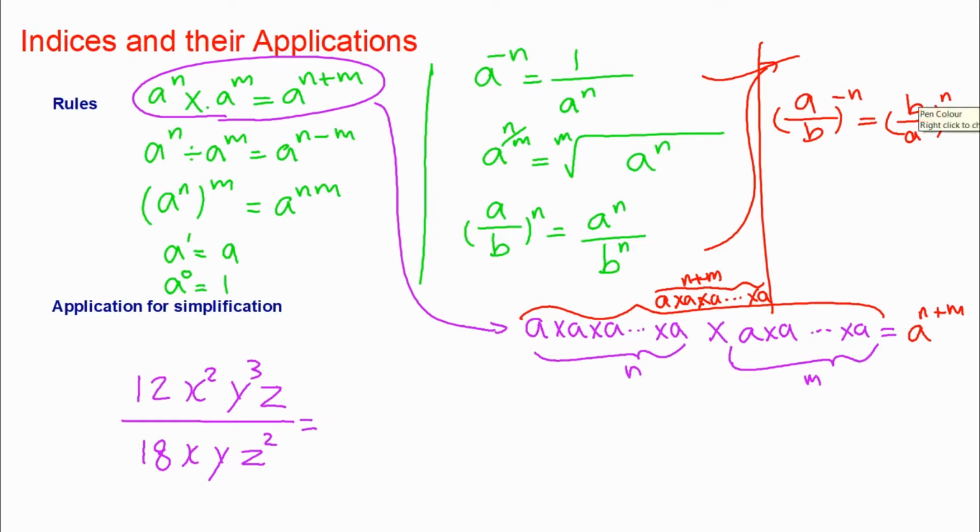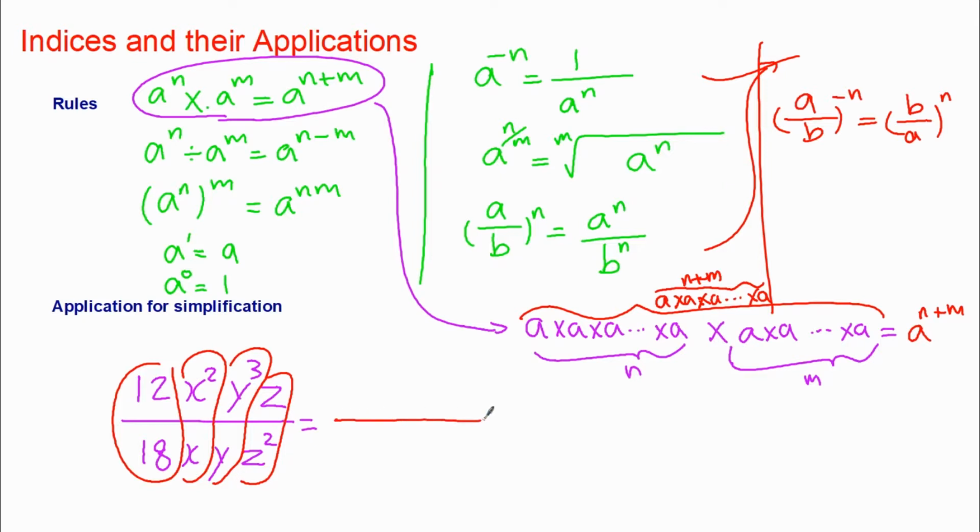So how are we going to use the indices in here? When we want to do this, the fraction is basically like a divide. So we are going to look at number over number, the parts with x over parts with x, parts with y over parts with y, and z over z. So 12 over 18, simplification of that, dividing by 6 each one of them, would be 2 over 3.